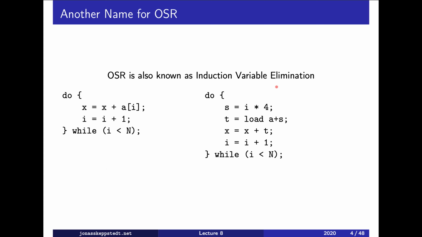Okay, another name for operator strength reduction is induction variable elimination. And this is called an induction variable since we can, so to say, predict the value a few iterations ahead. I is an induction variable.